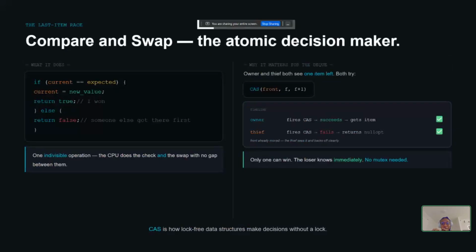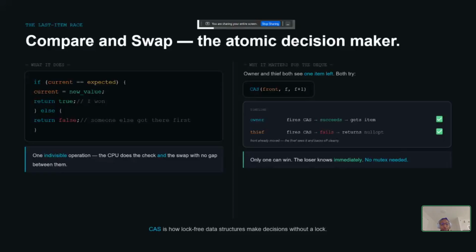Who takes that last element? How do you make sure that they are not fighting over one last element? With a mutex, it's easy, right? Because the thief will lock the data structure and then check, is this data structure empty? If it's not empty, it takes the last element and releases the lock. Then the owner comes, takes the lock, and checks, is this data structure empty? If yes, it leaves and says, okay, it's empty. That means we are done here.